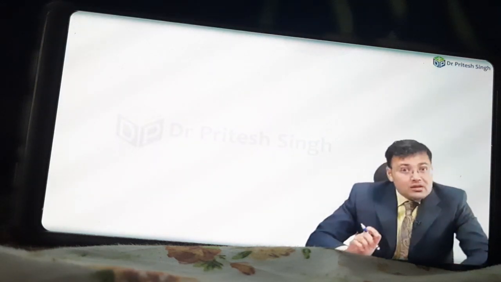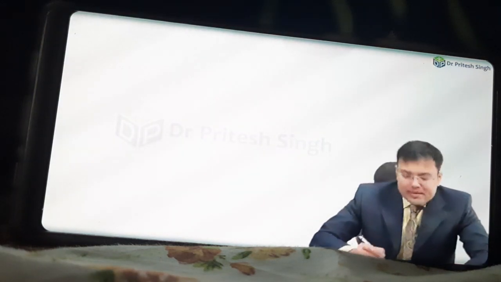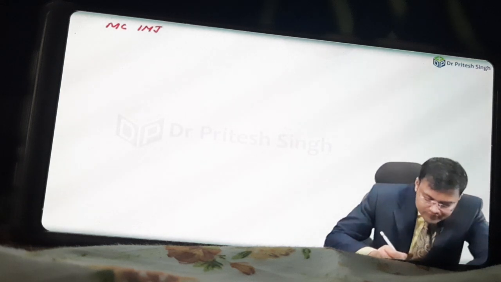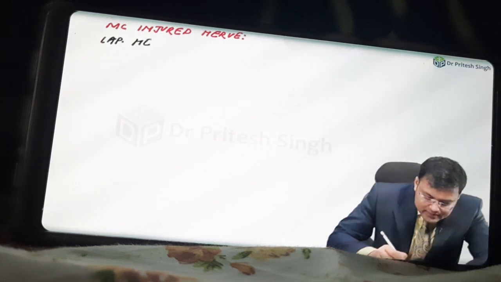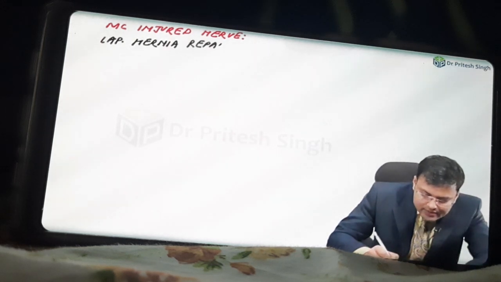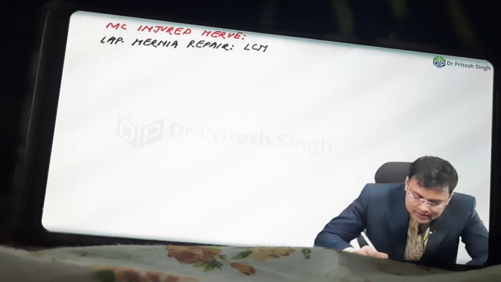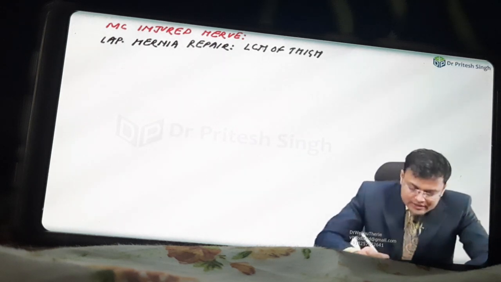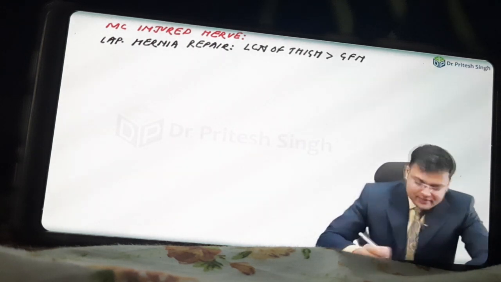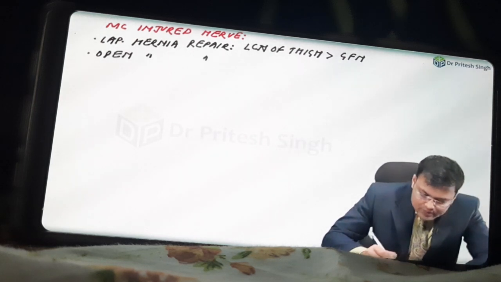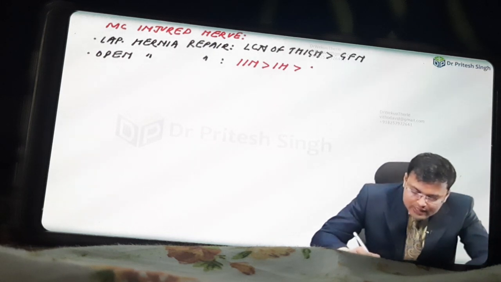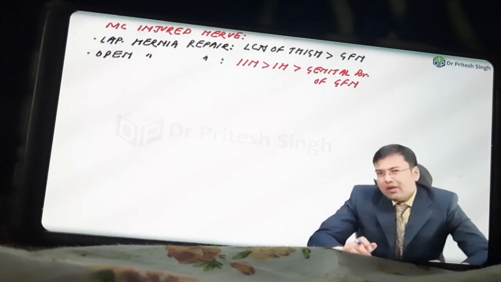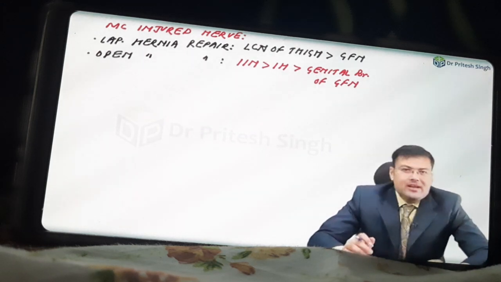After that, question is asked, what is the nerve which is most commonly injured during laparoscopic hernia repair and open hernia repair? So most commonly injured nerve during laparoscopic hernia repair is the lateral cutaneous nerve of thigh, followed by genitofemoral nerve. And during open hernia repair is the ilioinguinal nerve, followed by iliohypogastric, followed by genital branch of genitofemoral nerve. I'm repeating, ilioinguinal nerve, followed by iliohypogastric, followed by genital branch of genitofemoral nerve.